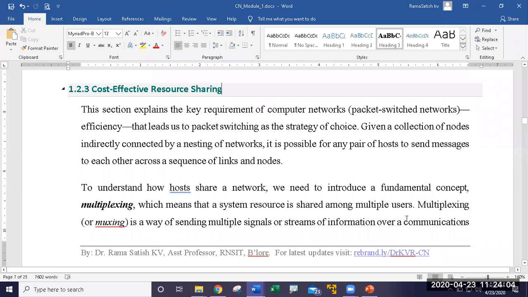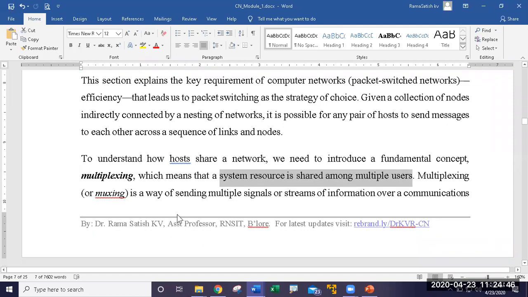Now further, we move on to cost-effective resource sharing. I already told the requirements in order to build a computer network. We have listed all those components. Cost-effective resource sharing is also one of the components. So if you have a link, that link has to be very efficiently used, cost efficiently used. This concept we call multiplexing, where multiple people are accessing the same shared resources. So you can see it's a system of resources that is being shared among multiple users.